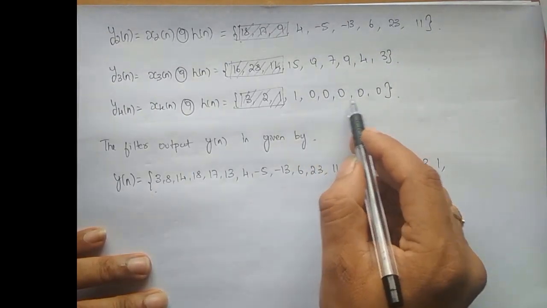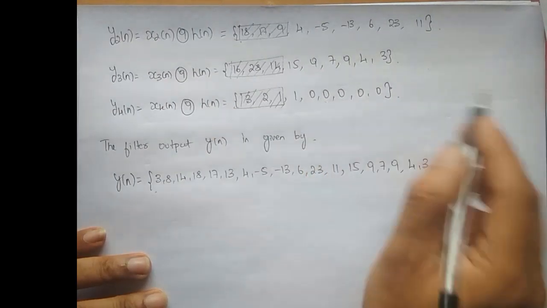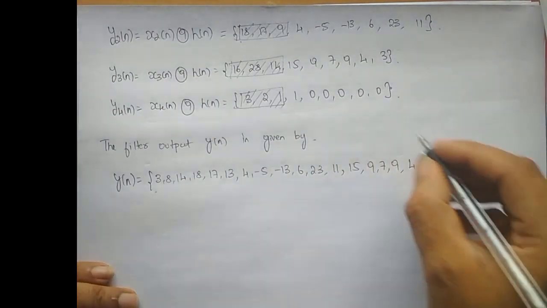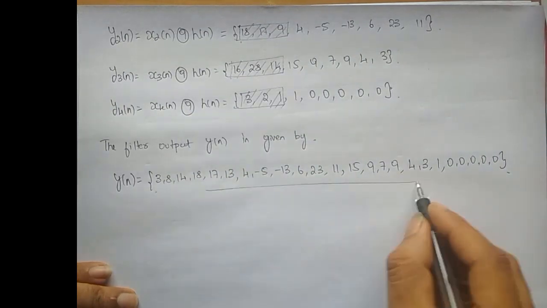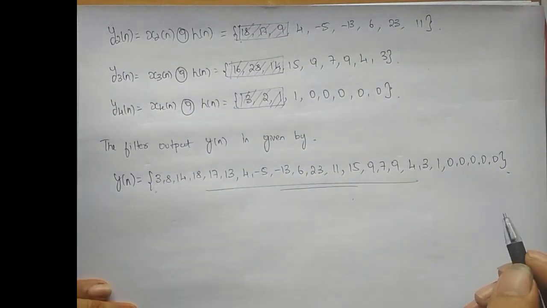If you want to retain this 0, retain it. If you want to discard it, you discard it. So it does not matter, but I'll retain it. 0, 0, 0, 0, 0. So this is the system output using the overlap save method.